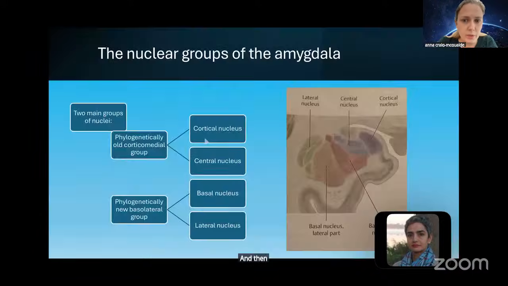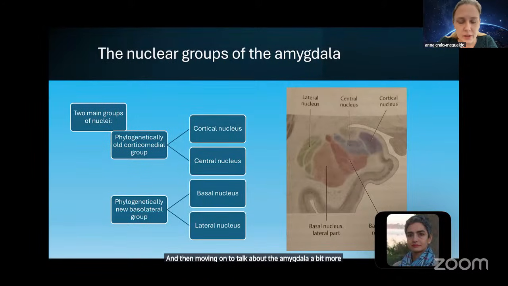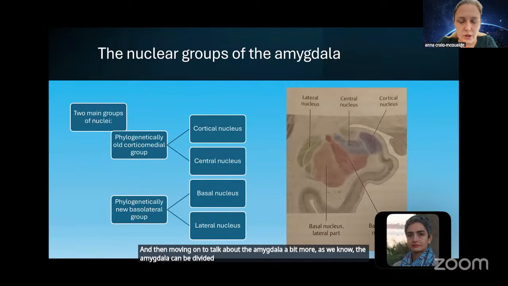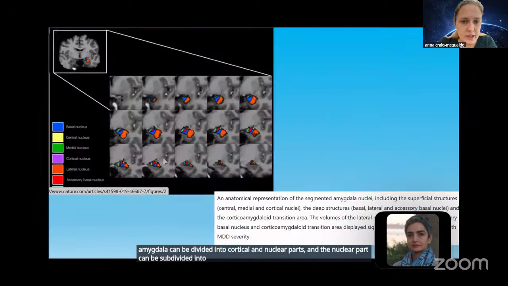And then moving on to talk about the amygdala a bit more, as we know, the amygdala can be divided into cortical and nuclear parts, and the nuclear part can be subdivided into 2 groups phylogenetically. And then again, this is just another demonstration of segmenting out the nuclei of the amygdala on coronal section imaging.